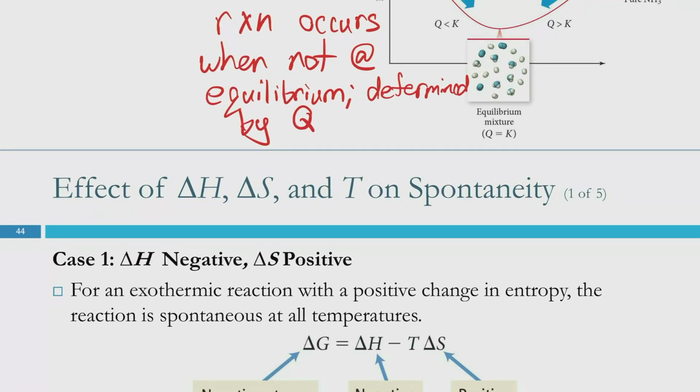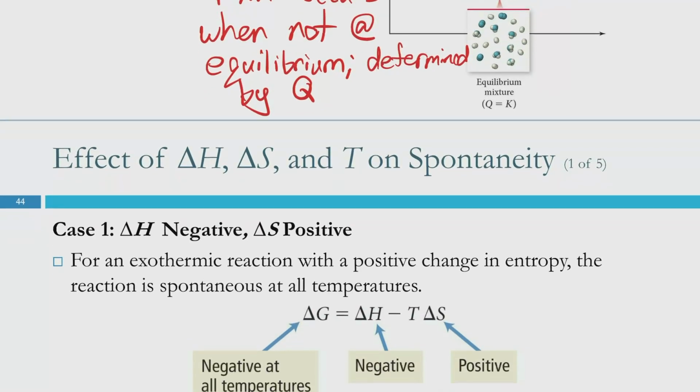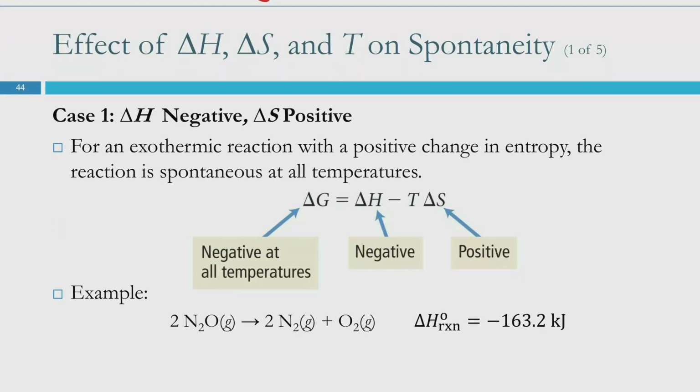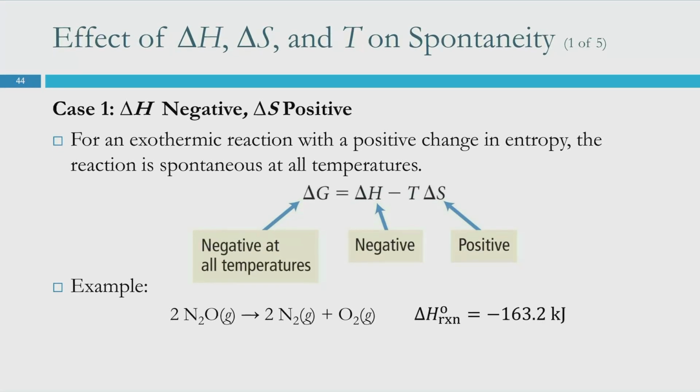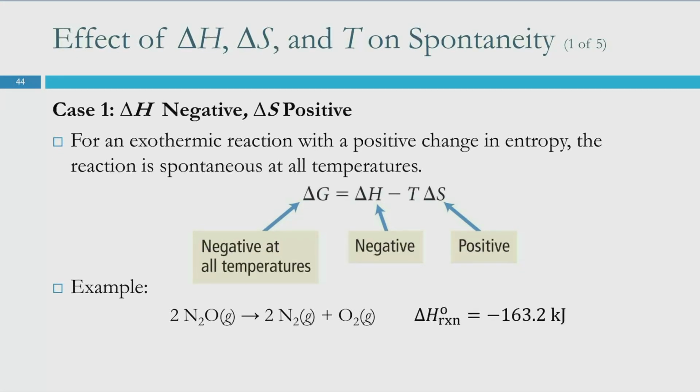We've got 4 cases. We've got 2 variables. We've got 4 possible options for looking at spontaneity. Our first case is where our change in enthalpy is negative and our change in entropy is positive. So we're using our change in Gibbs free energy equation. Change in Gibbs free energy is change in enthalpy minus temperature times change in entropy.